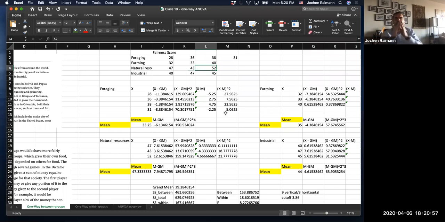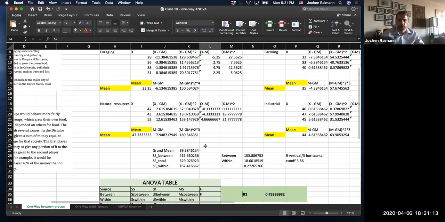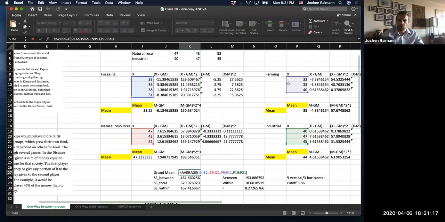So the first thing you essentially do is calculate the total variability, the sum of squares total. A possible first step is to calculate the so-called grand mean, which is the average of all entries. So you're pooling all the entries, and this is what I did here. That gives you this grand mean.